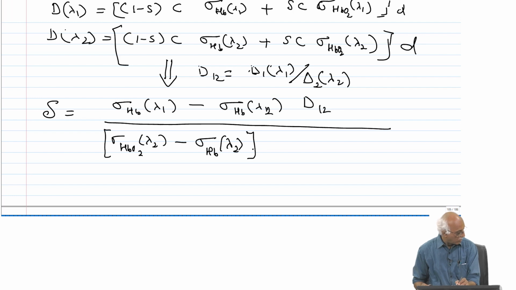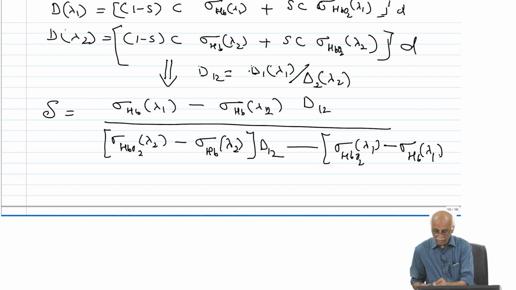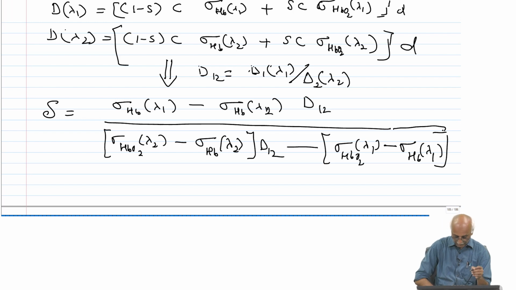D1 into D12 minus sigma of oxyhemoglobin at lambda 1 minus sigma of hemoglobin at lambda 1. This is of course just a mathematical rearrangement of these terms.